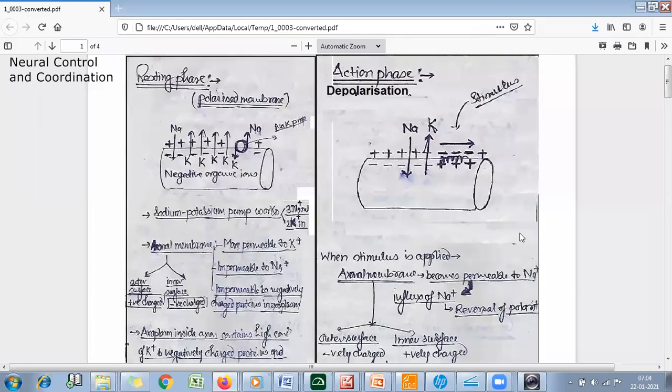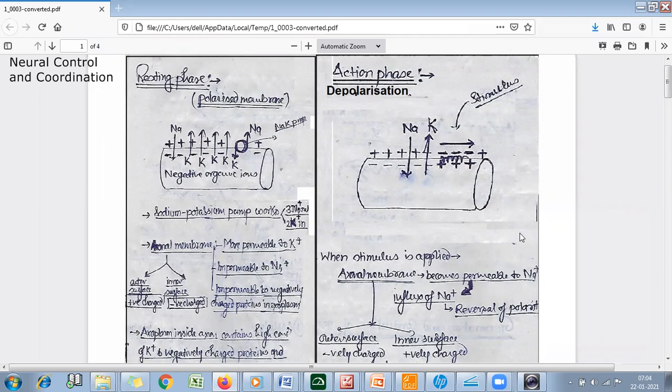Students, in this video lecture under the chapter Neural Control and Coordination, we will talk about the generation and conduction of nerve impulse and reflex action and reflex arc. So first we will talk about how the nerve impulses are generated and conducted.